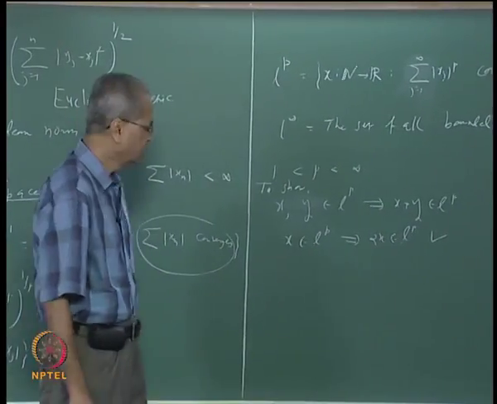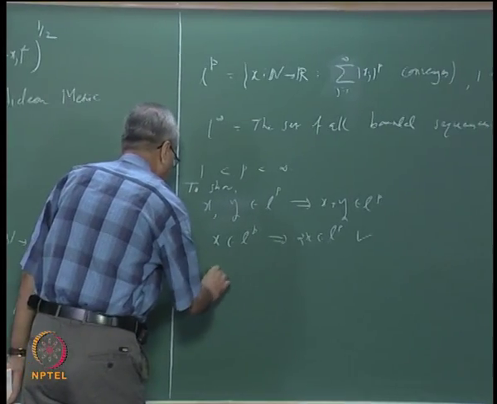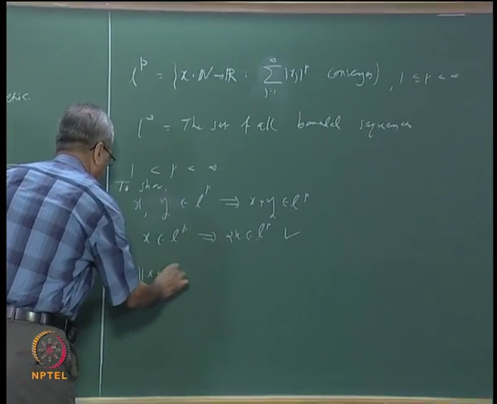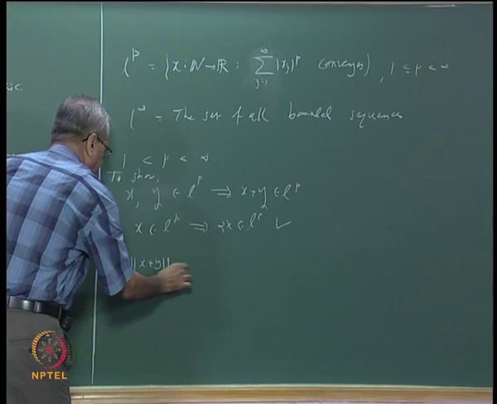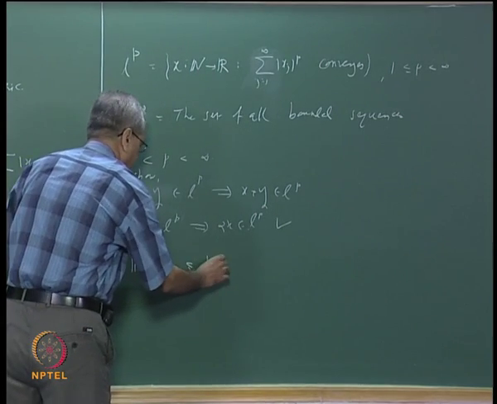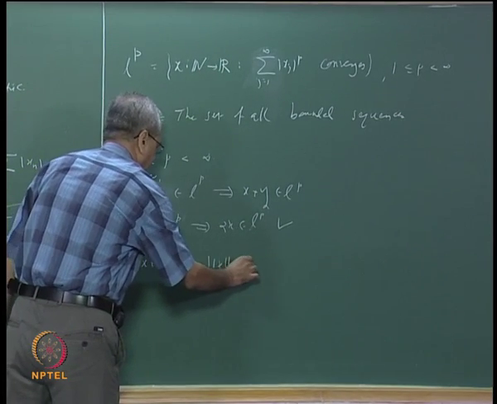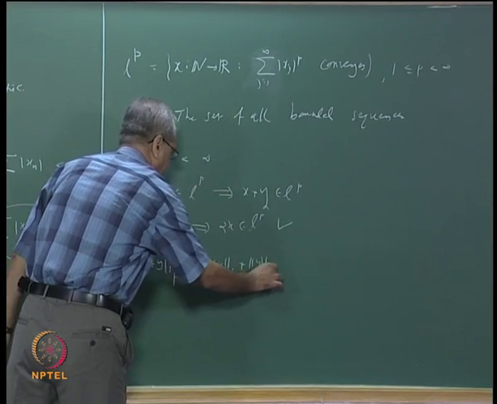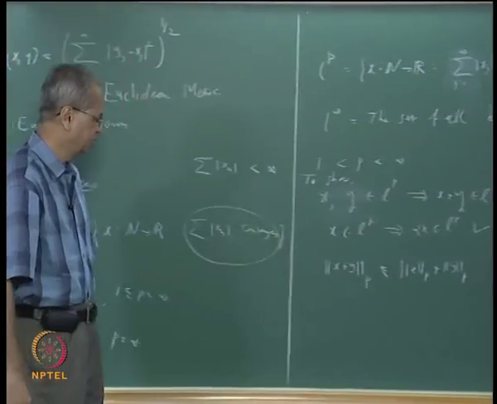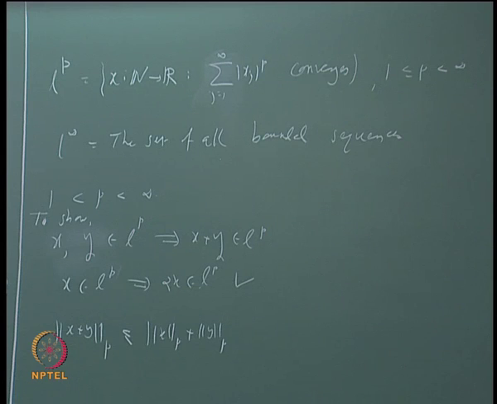We need to show this, and we should also show that norm of x plus y suffix p is less than or equal to norm x suffix p plus norm y suffix p. Alright, what we can do is that if we show this last thing, this will also follow. So let me just write this in the complete expanded form.